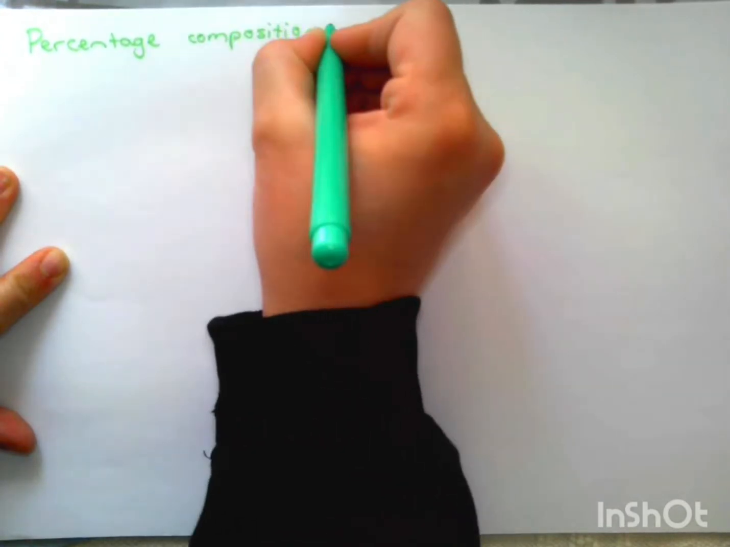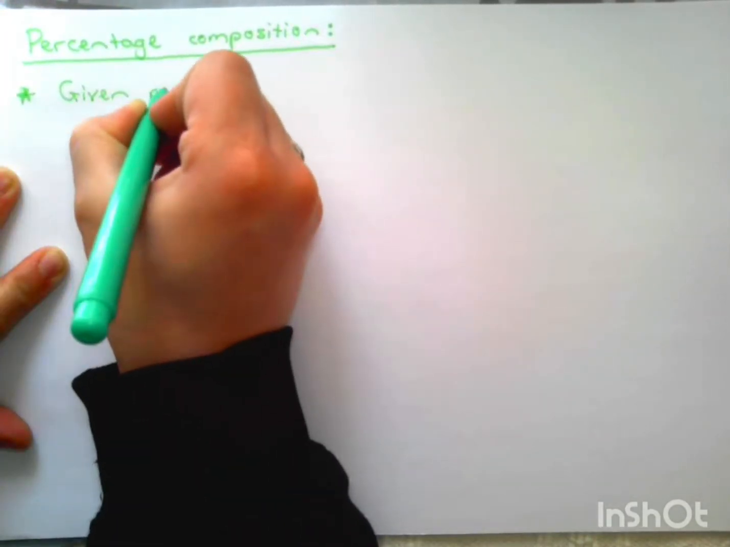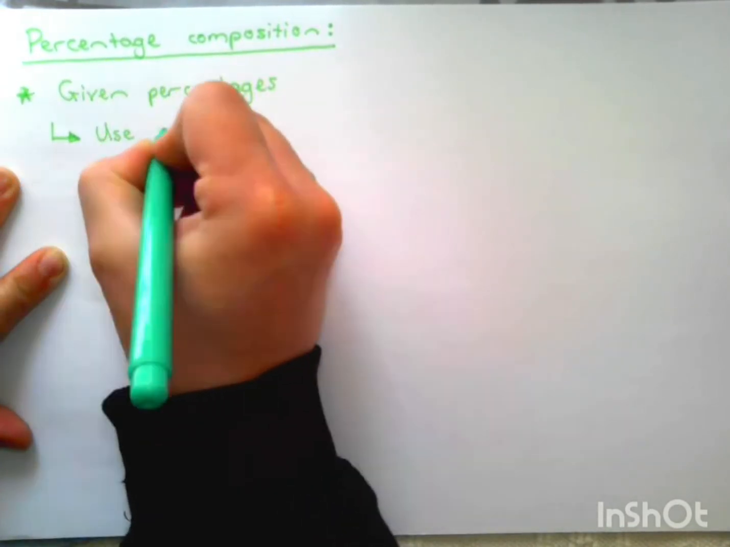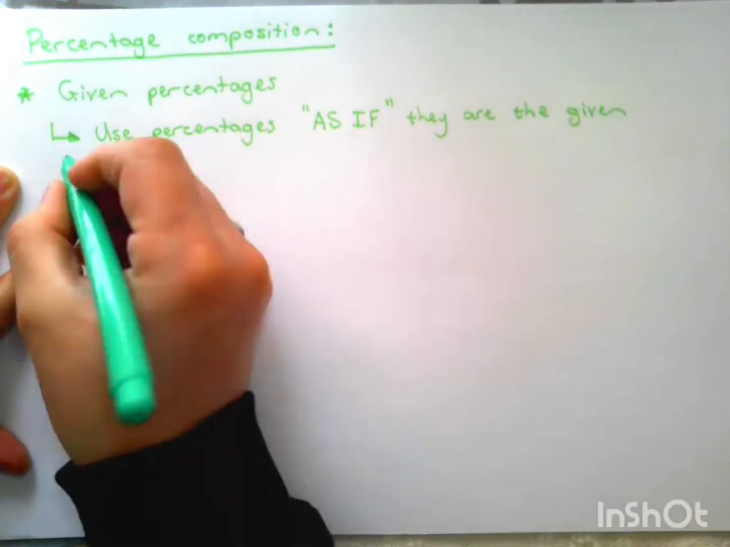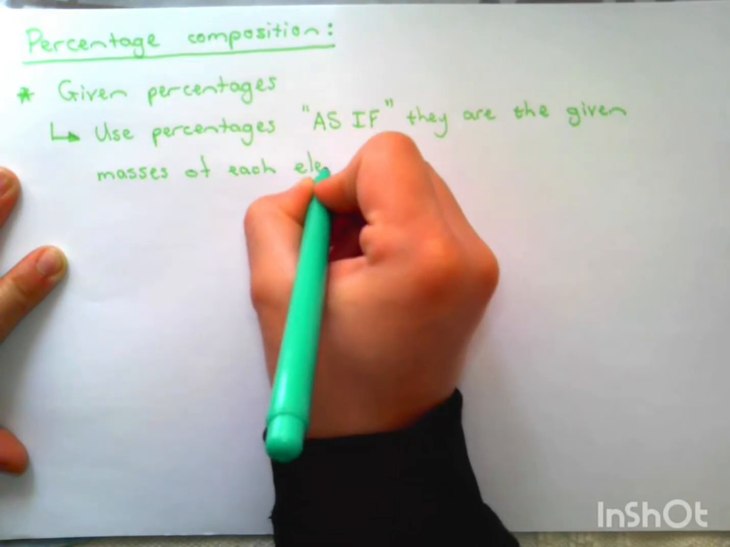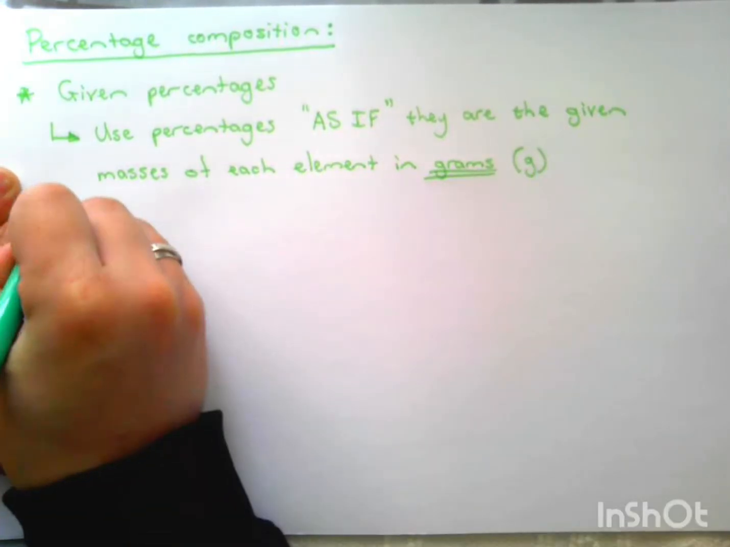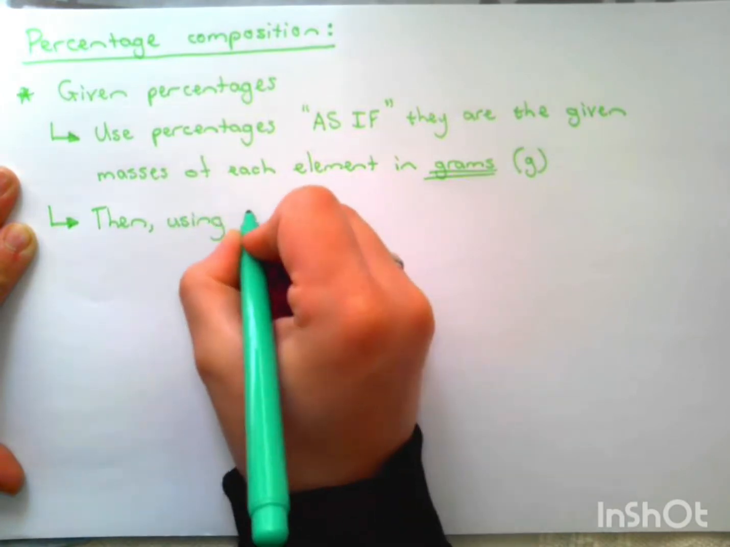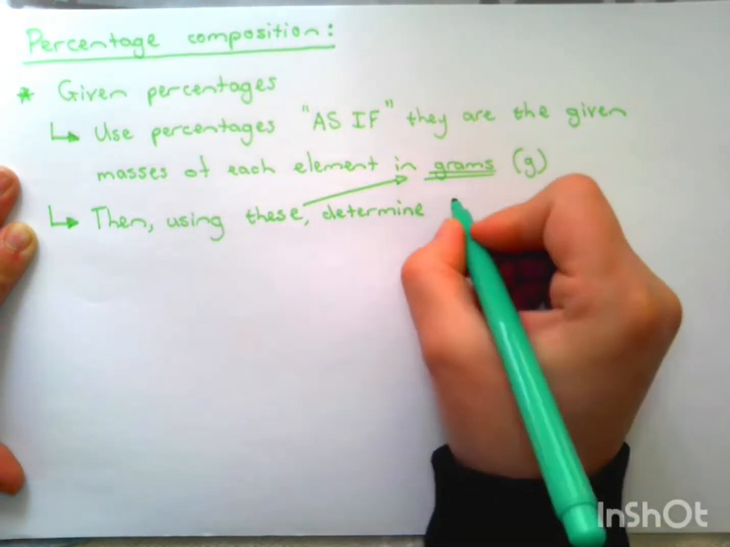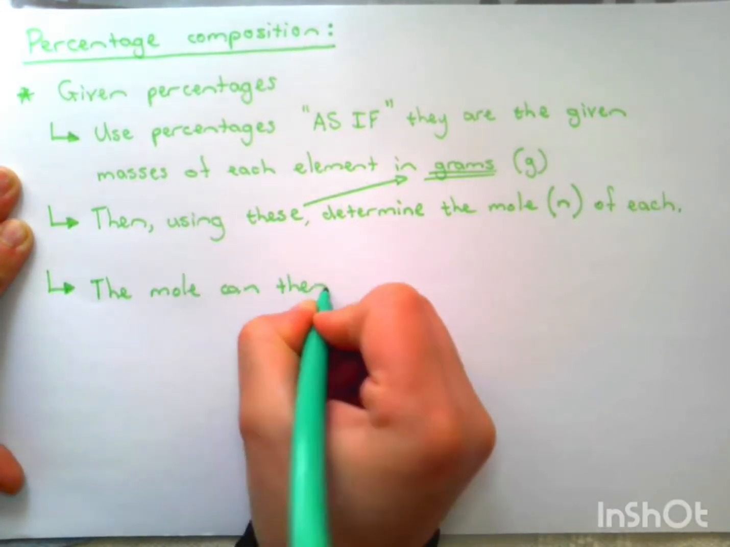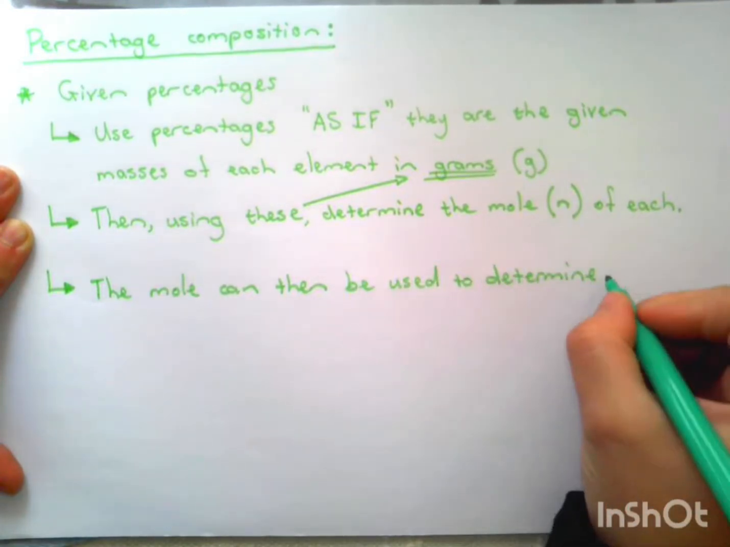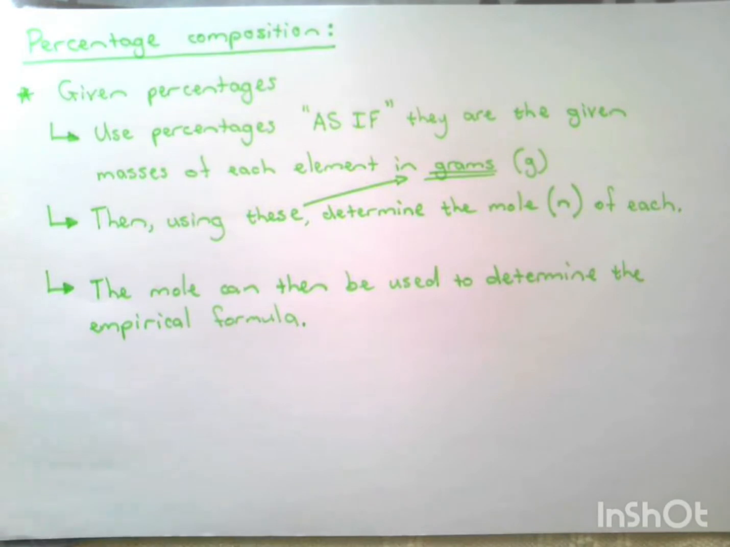Okay, so let's start with percentage composition. In a question, they will give you the percentages. Then you use these percentages as if they are the given masses of each element. Then, using these in grams, determine the mole of each. Then the mole can be used to determine the empirical formula.